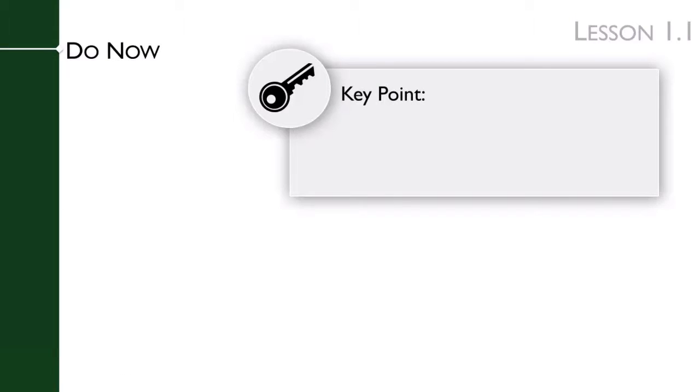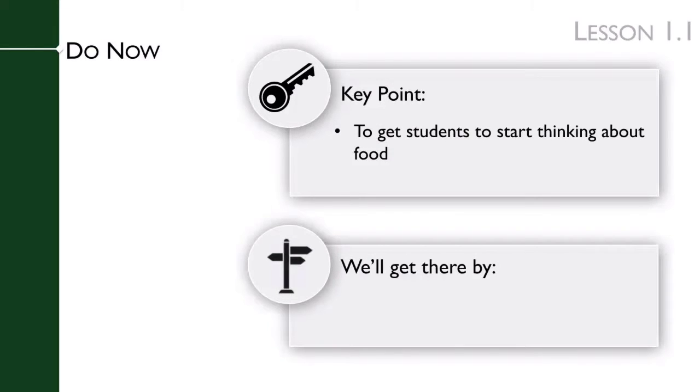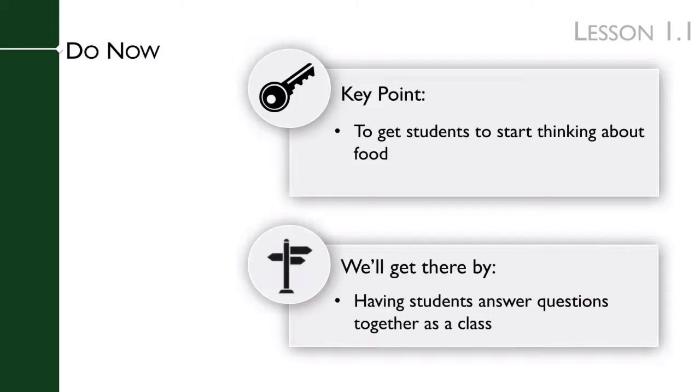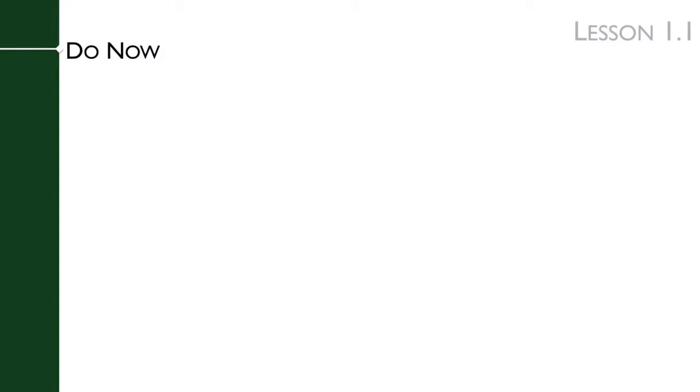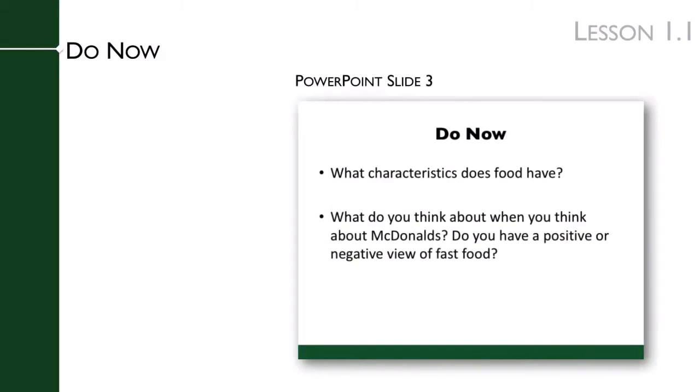The key point of this lesson's do now is to get students to start thinking about food. We'll get there by having students answer questions together as a class. You'll ask your students to think of the characteristics of food, like smell, taste, calories, and nutrients. This is a good time to remind students that we have both a physical and psychological tie to food. Food not only gives us energy, but also provides an important part in our emotional well-being.